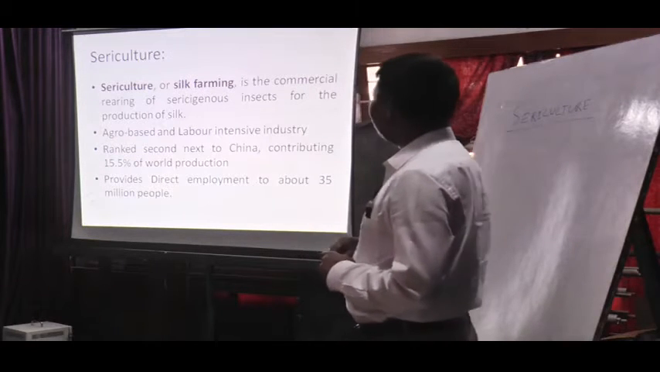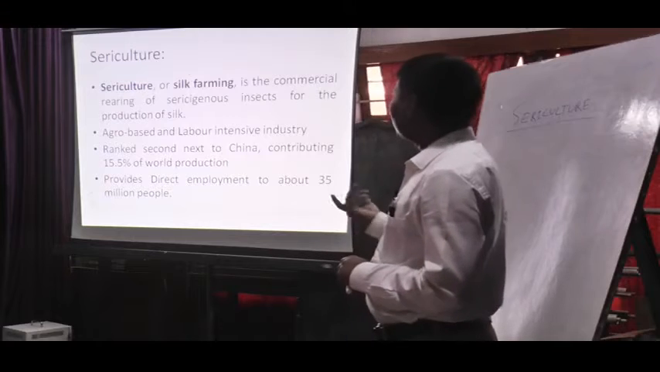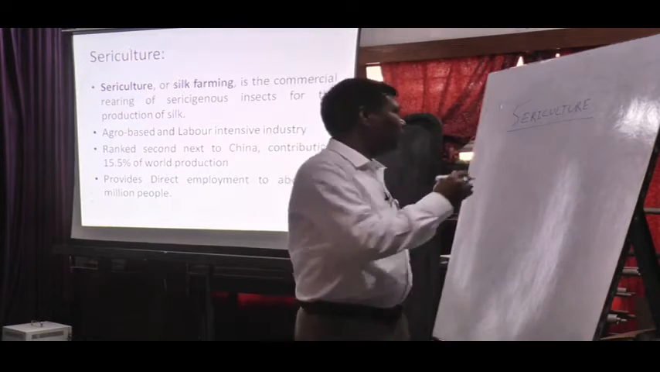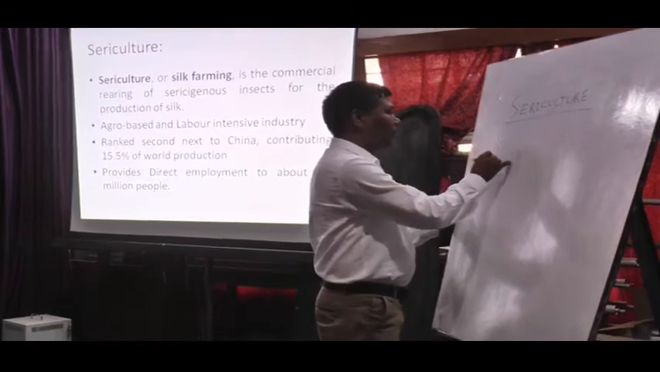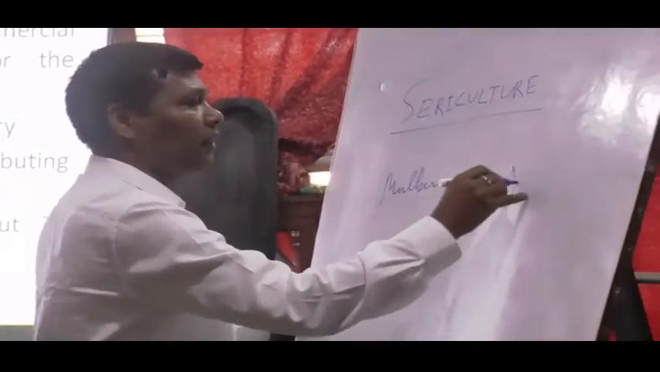Sericulture is also known as an agro-based and labor-intensive industry. India ranks second to China, contributing 15.5% of world production, and provides direct employment to about 35 million people. Sericulture has basically two different parts: one is mulberry, and another is non-mulberry.